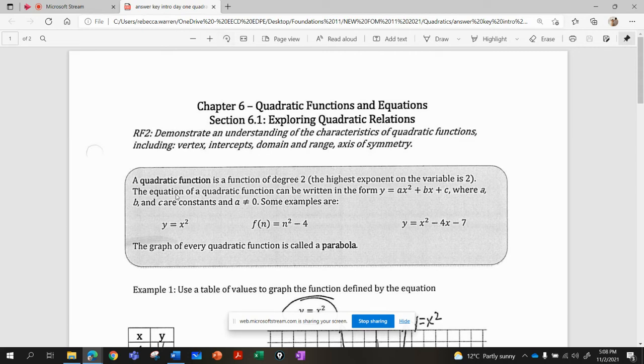So first of all, the definition of a quadratic function is that it has a degree of 2. It means the highest exponent in the polynomial is 2. If we look at the examples here, y equals x squared, that's a degree of 2. x squared minus 4, highest degree there is 2. x squared minus 4x minus 7, highest degree there is 2, so therefore it is a quadratic. The actual graphs of those quadratic functions are called parabolas.